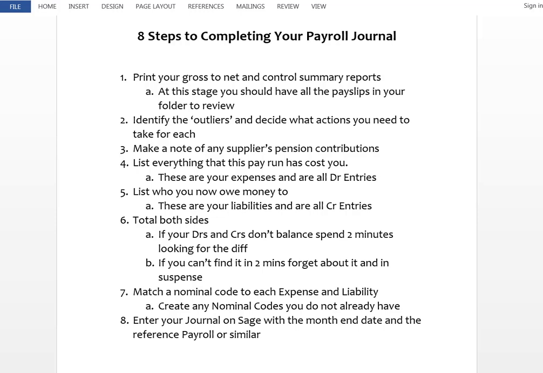Why do we want the pay slips? Because in step 2 we're going to look at what I call outliers, and I'll show you what I mean by that, and we're going to decide what actions you need to take for each one of those outliers. Okay. Number 3, you're going to take a note of any supplier pension contributions. So we're going to take the 3 of those together and we're going to have a look at them.